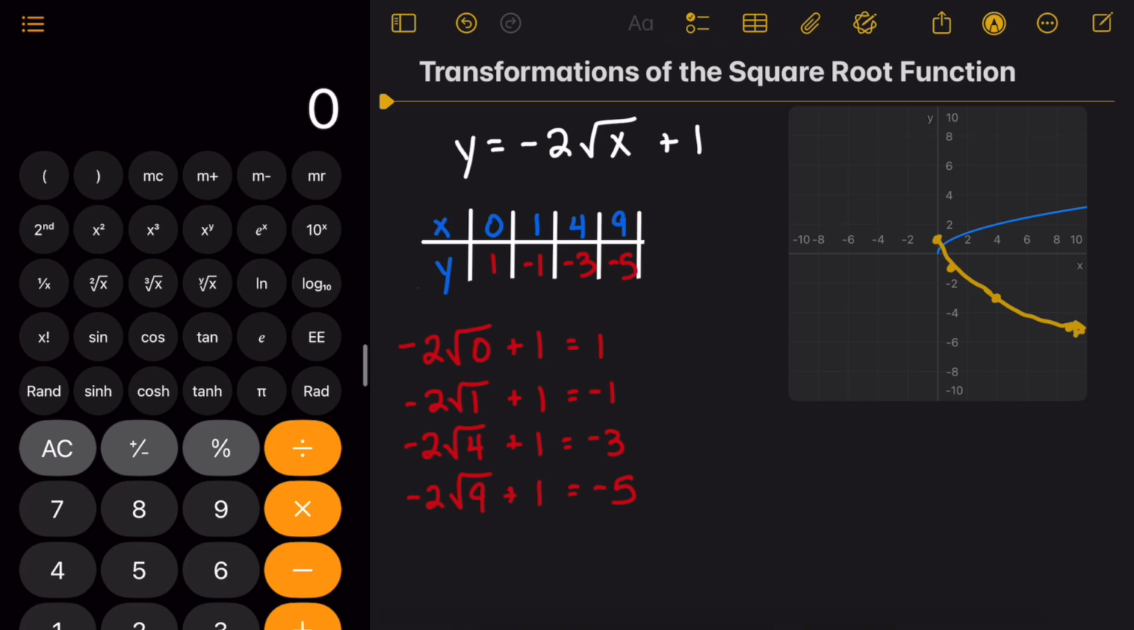So what are all of the transformations that are being done here? Well, it looks like, first of all, it has been reflected. The negative sign reflects it. So we would say there is a reflection across the x-axis. That's what the negative does.